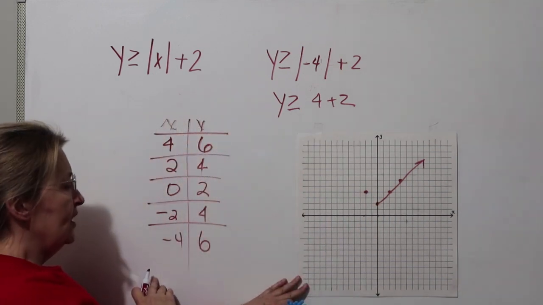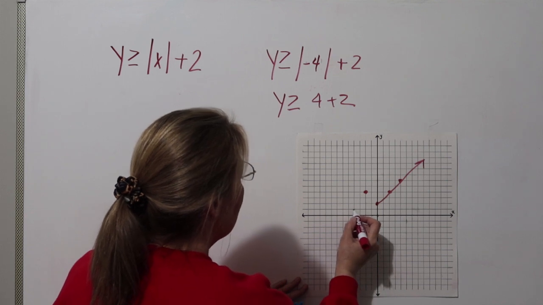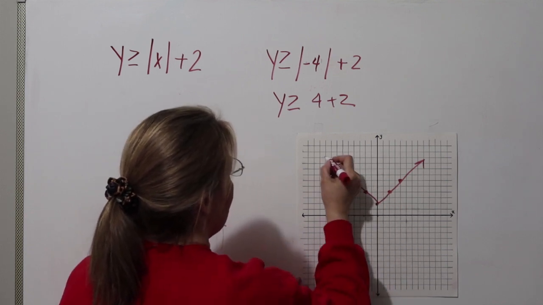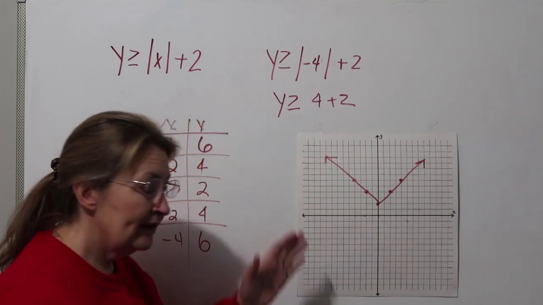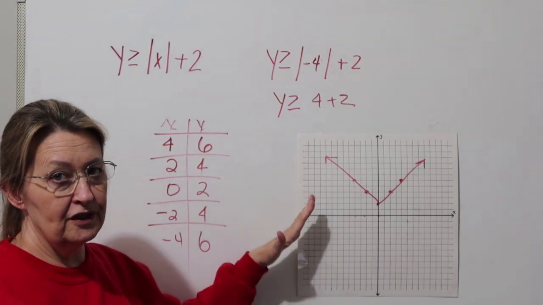And my other point is negative 4, positive 6. So 1, 2, 3, 4. 1, 2, 3, 4, 5, 6. Okay. Now, like I said, if this had been just less than or greater than, I would have used dashed lines for my graph.